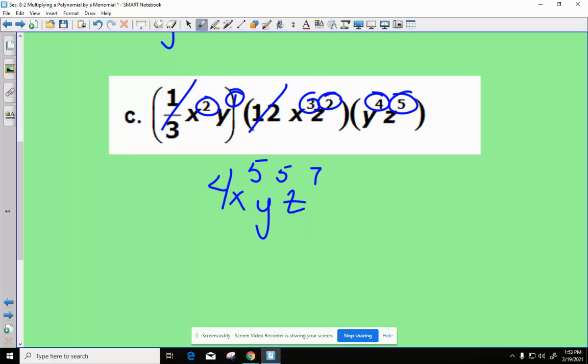Are you wrong if they're in a different order? You're not. Typically, you would see them alphabetically. So X, Y, Z. But if your heart says Z, X, Y, then so be it.